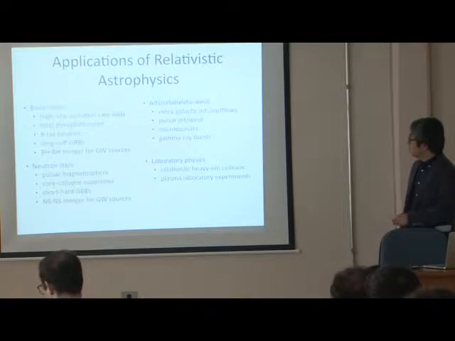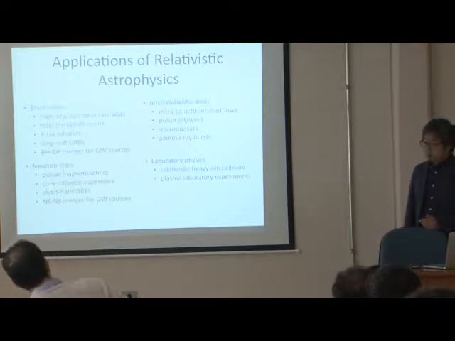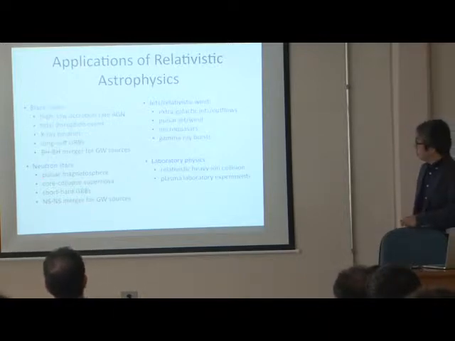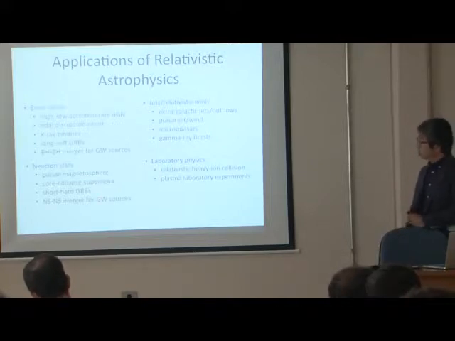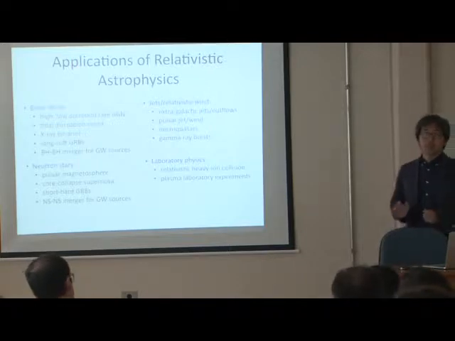The second one is the neutron star case. This comes from the pulsar magnetosphere, the pulsar itself, and also quark collapse supernovae, short hard gamma ray bursts, or neutron star mergers as gravitational wave sources. These also need to be considered as relativistic situations. Then both the black hole and the neutron star are the central system.